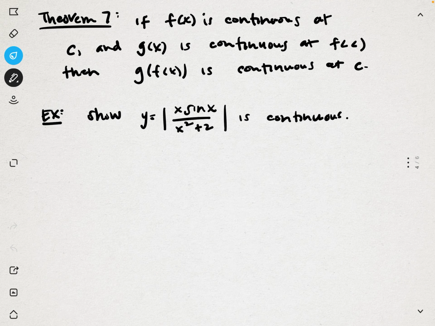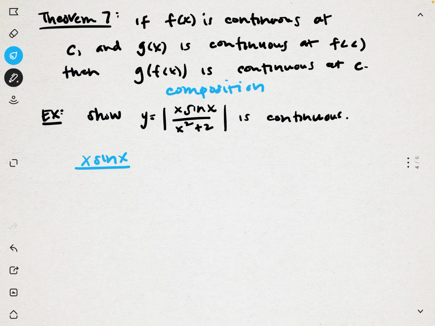All right, so theorem 7 says if f of x is continuous at c and g of x is continuous at f of c, then g composed with f of x is a continuous function at c. So it's kind of a big statement, but what this deals with is composition. Remember when you guys were learning compositions and some of you were like, hey, when are we ever going to use this? This sucks. Well, this is one of the reasons why we want to be continuous. So we have this complex function, for example, y equals the absolute value of x sine x divided by x squared plus 2, and it's continuous.